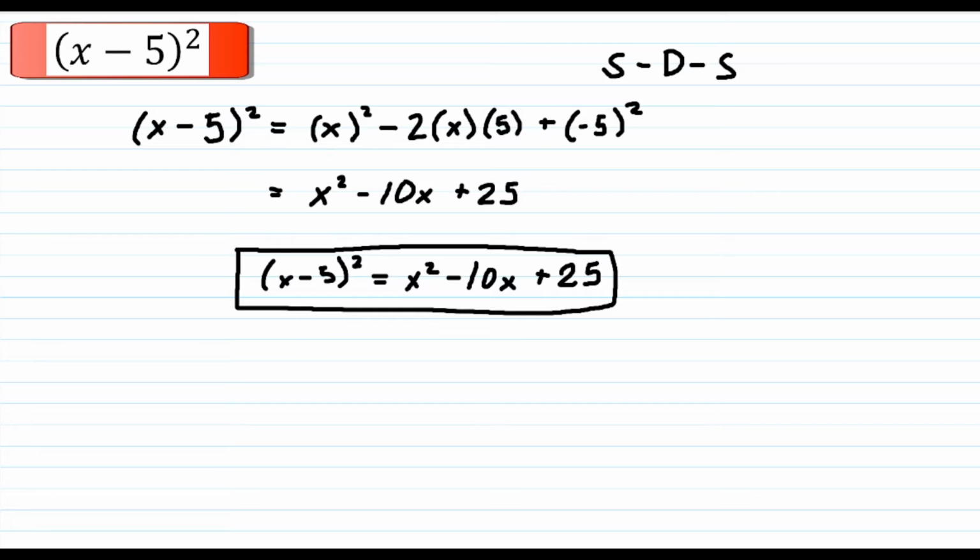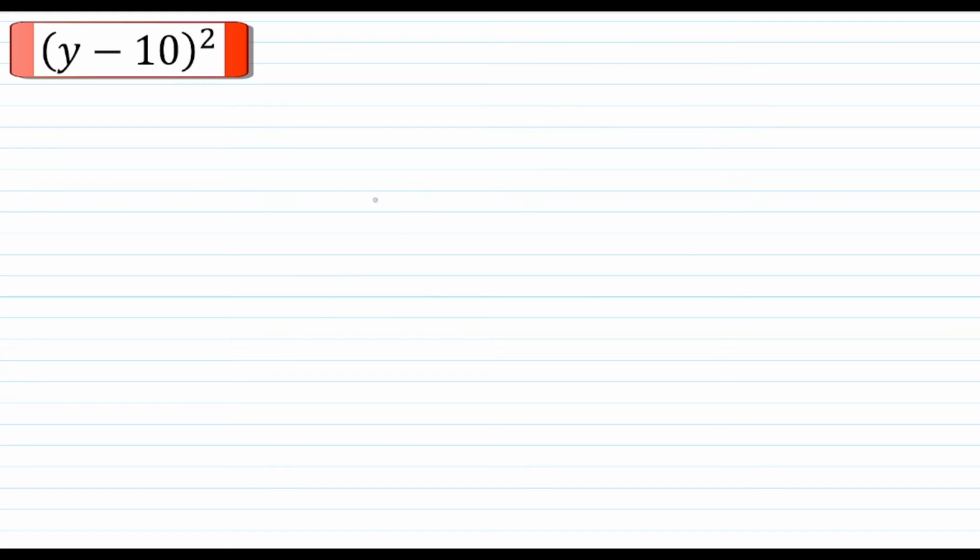Now, example number 4 naman tayo. So, the square of y minus 10. So, again, subtraction yung nasa gitna ng ating dalawang term. Okay? So, again, rewrite lang natin. We'll get the square of y minus 10. So, again, SDS yung ipa-follow natin. Square, double, square.